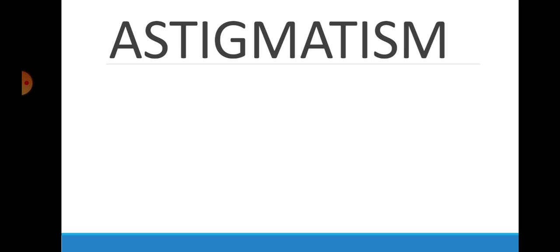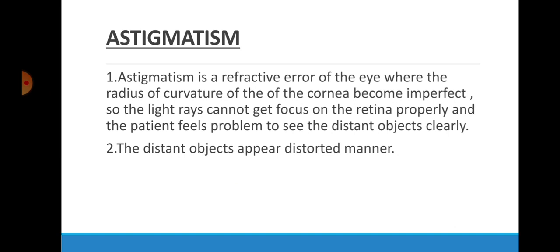Today in this video I will discuss with you all about astigmatism. Let's start. Astigmatism is a type of refractive error where the corneal curvature or the lens curvature is imperfect, so that the light rays cannot get focused on the retina properly and form multiple focusing points in the eye. That is astigmatism. Due to astigmatism the patient will have problems seeing distant as well as near objects because the image will appear in a distorted manner.